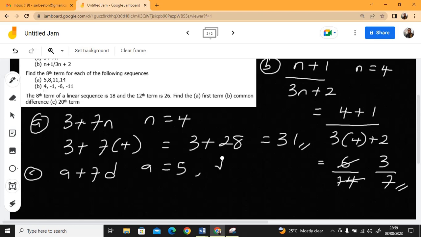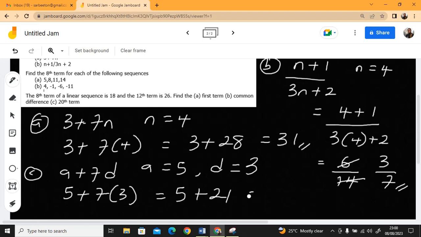Now the common difference here, when you check very well, you have 5, 8, 11, 14. So you can do 8 minus 5 or 11 minus 8, you still get the same thing. 8 minus 5 is 3, 11 minus 8 is 3, 14 minus 11 is 3. So you subtract the first term from the second term. 8 minus 5 is 3. So the common difference here is 3. So when I use this formula, my a will be 5. So it will be 5 plus 7, my d is 3. So 5 plus 7 times 3 is 21. 5 plus 21 will give me 26. So that is that for that one.